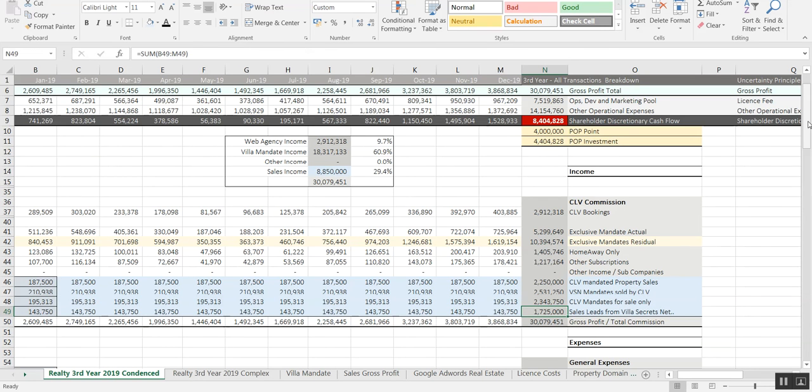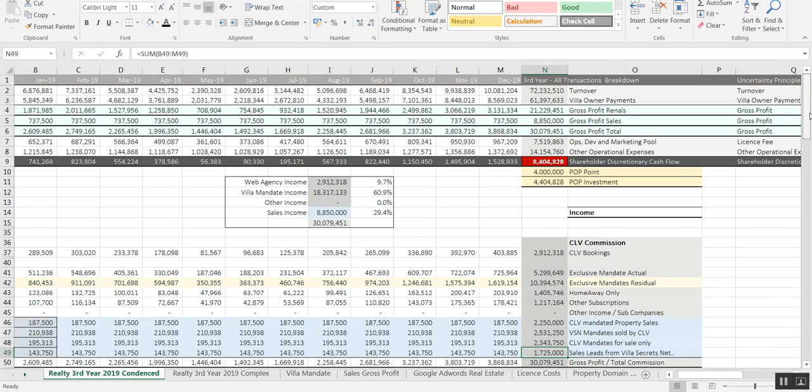It's fine. Okay, right. So we've looked at the income streams. We've seen that there's a lot of flexibility. We've seen that we're predicting 8.4, of which 10% comes from the Villa Rentals website, 60% comes from the recruitment of Villa mandates, and 30% comes from the sale of properties. And I think we're good. I think this is as good a point to leave it as any.